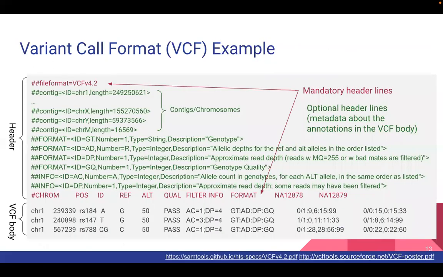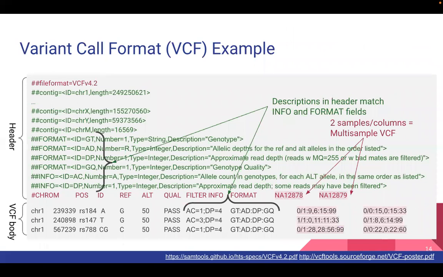Here's another diagram of an entire VCF, complete with a header and VCF body sections. We see the red mandatory header lines and some green optional descriptions. Next slide. This section in the header, highlighted here, matches the fields in the INFO and FORMAT fields below. So we've got a fully documented file. It's also considered a multi-sample VCF because there's more than one sample column noted here. Next slide.